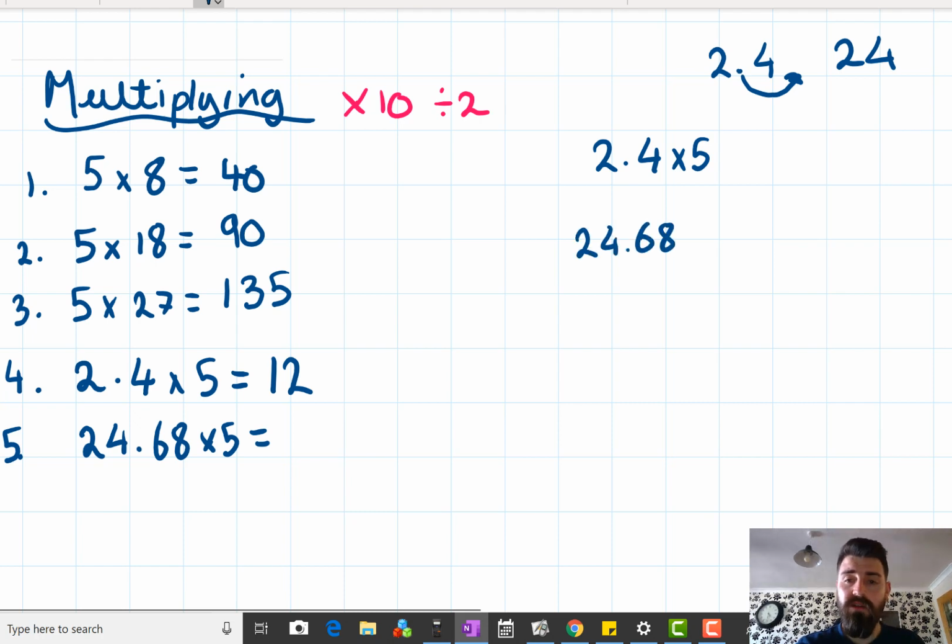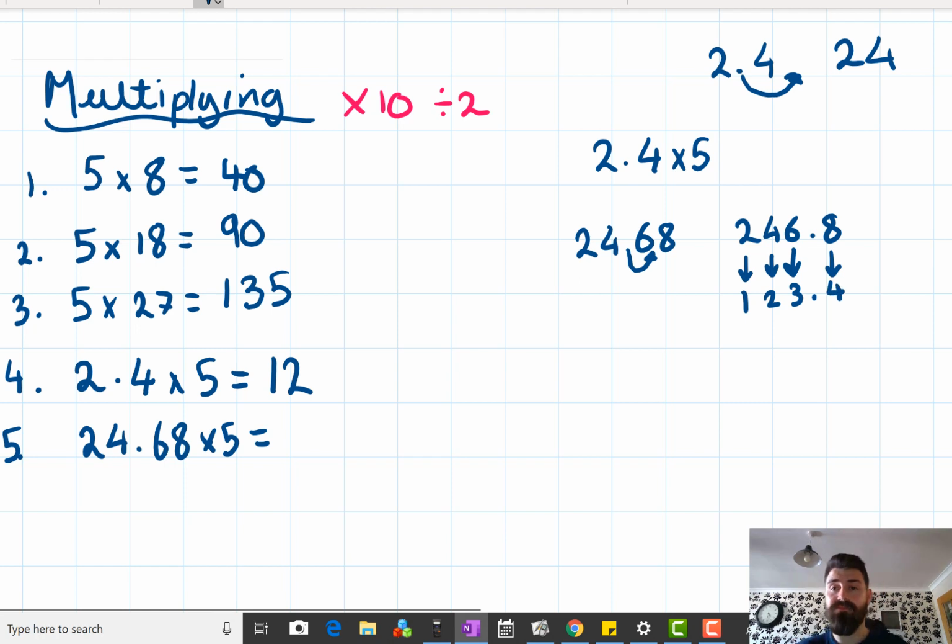24.68. Firstly, we're going to multiply it by 10, move the decimal once to the right. We'll get 246.8. We then need to halve it. Now let's use that method of halving each component. Here it will be the hundreds, the tens, the ones, and then the tenths. So half of 200 is 100. Half of 40 is 20. Half of 6 is 3. And half of 8 there, which is the 8 tenths, would be 4. 123.4.